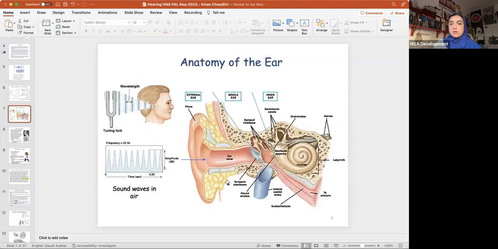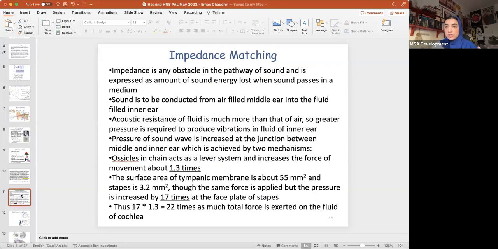So let's go back to this. This is air-filled and this is all fluid-filled. So from air to fluid, obviously the pressure is changing, right? And the frequency is going to be changing as well. It's not going to be the same, and you have to take care of that because you need your hair cells to be activated so that you can send electrical impulses to your brain to perceive the sound that you're actually hearing. So there's acoustic resistance, and the pressure is increased at the junction between the middle and the inner ear at the oval window.